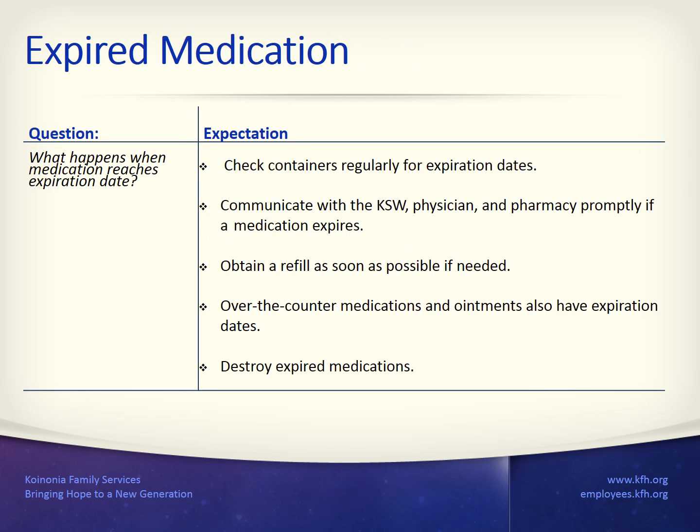It is important to check containers regularly for expiration dates. If a medication is expired, you must communicate with the physician, the pharmacy, and your Koinonia social worker promptly in order to obtain a refill as soon as possible. Over-the-counter medications and ointments also have expiration dates. For ointments, the expiration is usually at the bottom of the tube. Destroy all expired medications as soon as this is noticed.